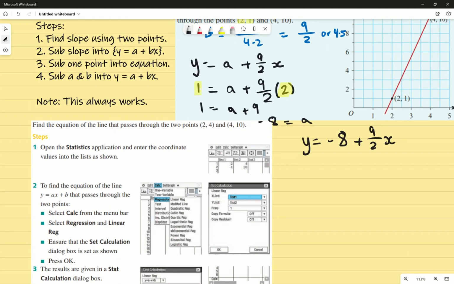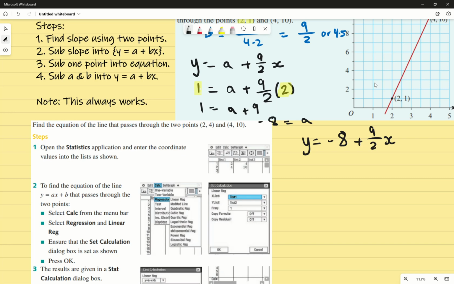There we go. Can you get you guys to open up your calculators for me? Thank you very much. Calculators. We're going to be doing the same process we did just then using a calculator. Alright, so once you've opened up your calculator, click the statistics, which is the third option there, and enter the coordinate values into the list.